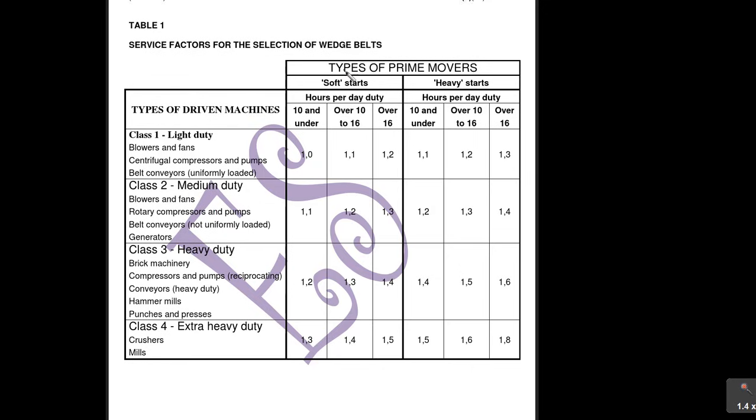The next part to focus on under the service factors, you have to look at the two types of starts, the soft start and the heavy start. Now the soft start and heavy start, each one has got three sections of time, which is 10 and under. Now if they say hours per day duty, if they say 10 and under, means 10 is included as well as everything under 10, such as 9, 8, 7, 6 going down. If they say over 10, do not include 10, it's the number that is bigger than 10, which is 11, and then it says over 10 to 16, so it's 11 to 16, and then over 16 means it's above 16, so that is 17 and above.